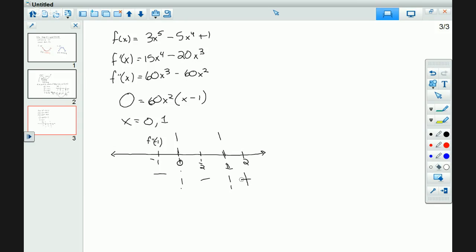So does that mean 0 is not a point of inflection? Not a point of inflection. Yep.